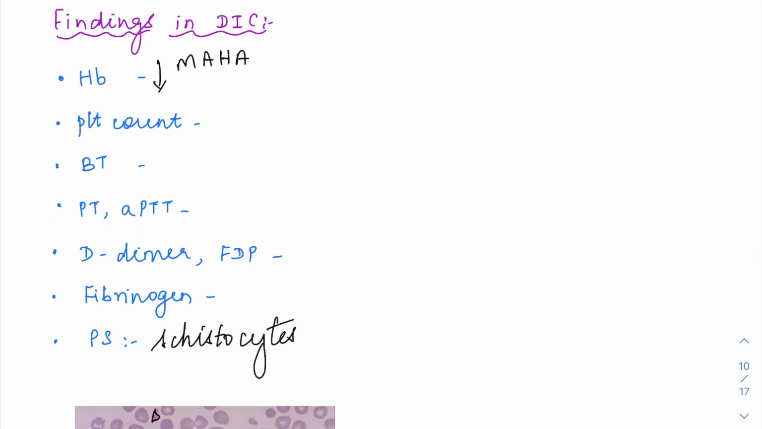And what will be the platelet count in DIC? Consumptive coagulopathy was there, so the platelet counts are going to go down. Then if platelet counts are down, BT will be elevated. And here clotting factors are also being used up for the formation of the thrombi. So PT and APTT will be elevated, right?